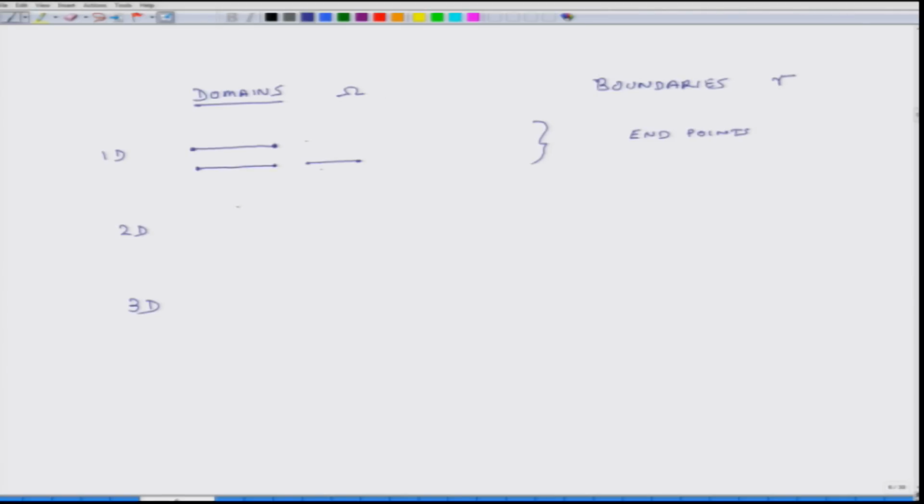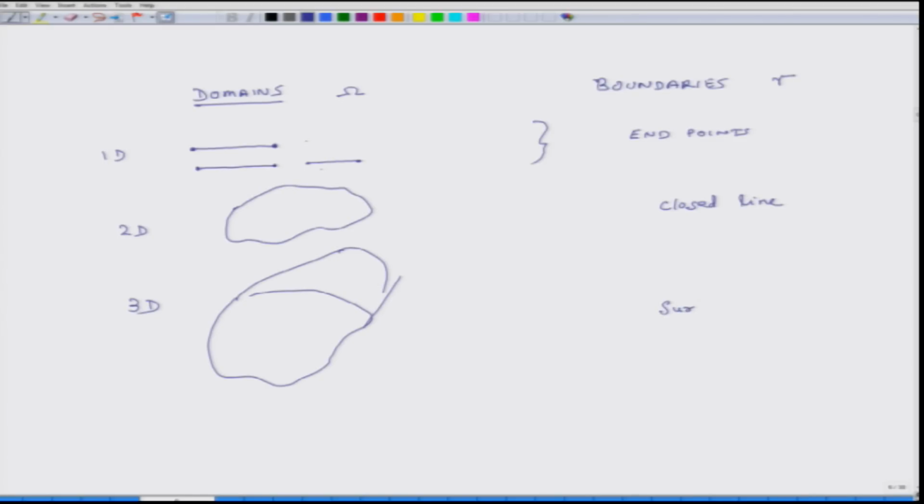A 2D domain is basically some surface. It could be a flat surface or it could be a curved surface also. So, here it is a closed line, right. And here this could be a 3D object and here it is a surface.